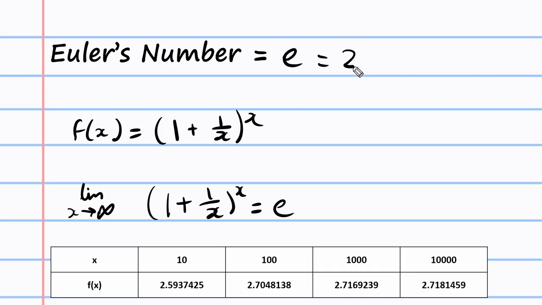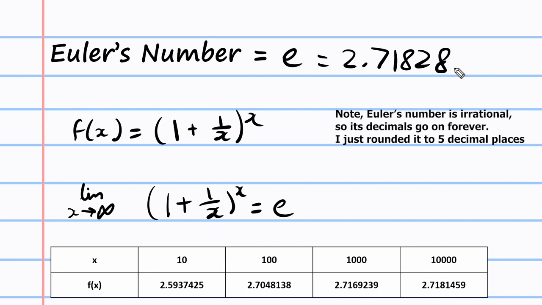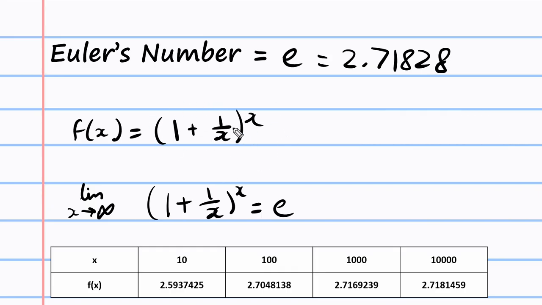Euler's number is equal to e, which is how you notate e. And that's equal to 2.71828. You're not expected to memorize this. But yeah, this is what Euler's number is. This is what you get as you plug in larger and larger values of x into this function. So yeah, that's just Euler's number.